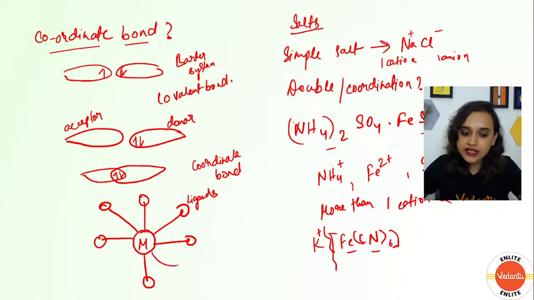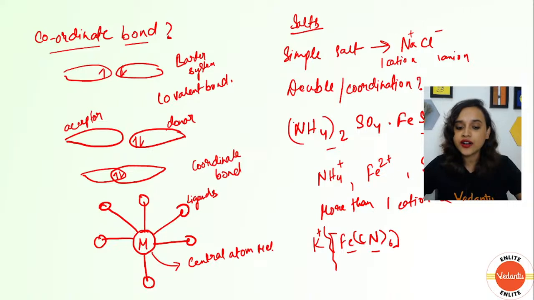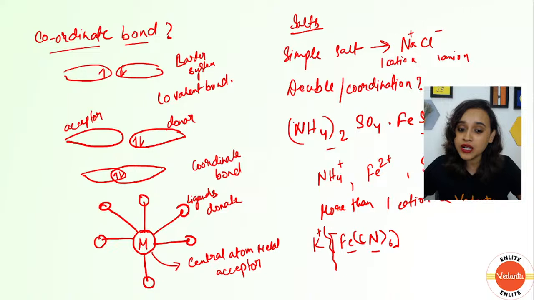Now, is this metal an acceptor or a donor? What do you think? Let's write it down. The central atom, which is a metal, will always be your acceptor. Who said donor? No, it is going to be your acceptor. But the ligands are the ones who are going to donate. Let's call them donors.